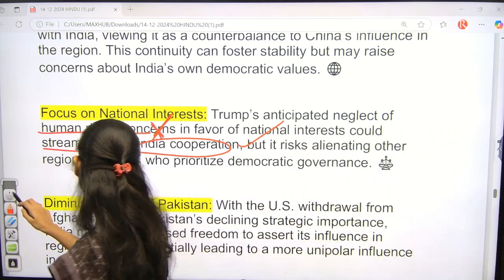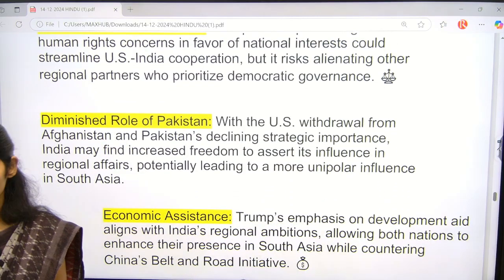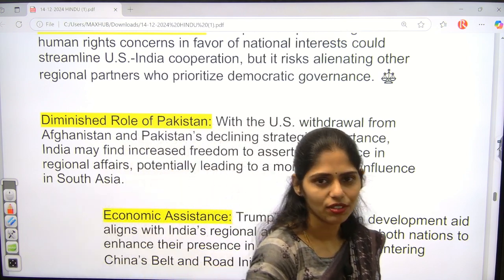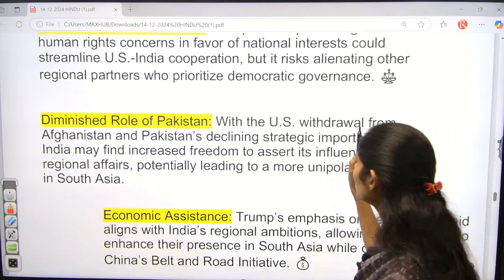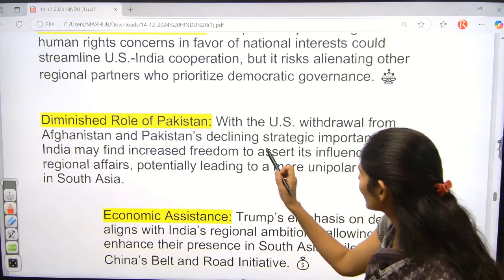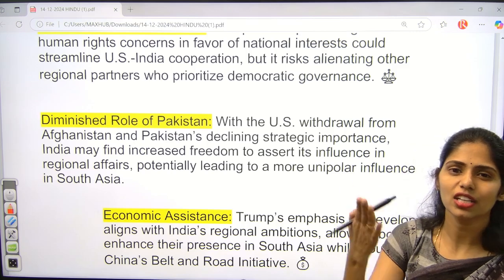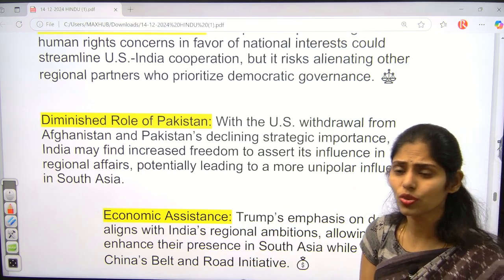And next one here is the diminished role of Pakistan. As you all know, during Trump's time, a lot of changes were made by the US government. First one is the withdrawal from Afghanistan, right? So with the US withdrawal from Afghanistan and as well as Pakistan's declining strategic importance, that may also give increased freedom for India to further improve its relations with the US.